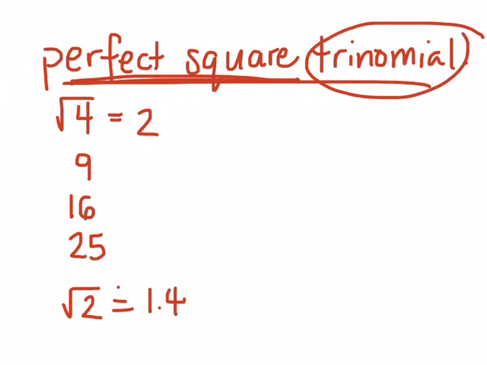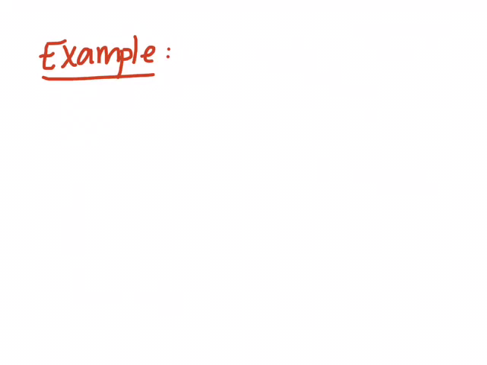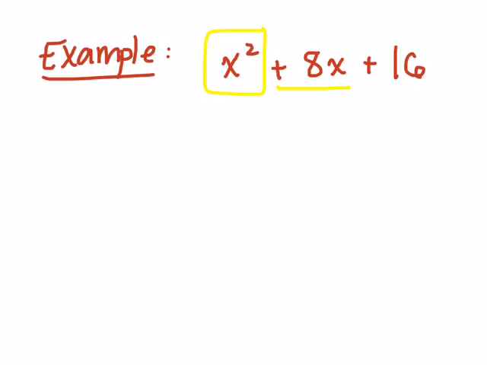What is a trinomial? Yeah, an expression that has 3 terms. An example of a perfect square trinomial would be x squared plus 8x plus 16. How do we know that this is a perfect square trinomial? Well, first of all, trinomial means it has 3 terms. Does this have 3 terms? Yes. It has an x squared term, a positive 8x term, and a positive 16 term.